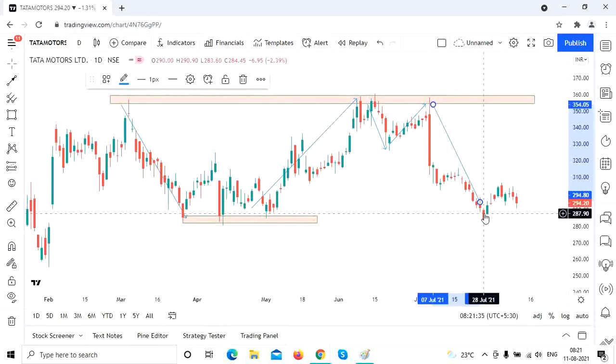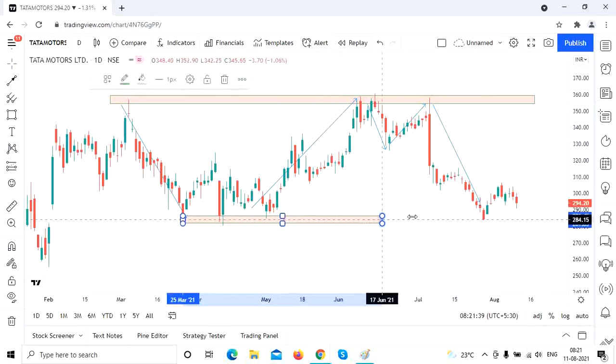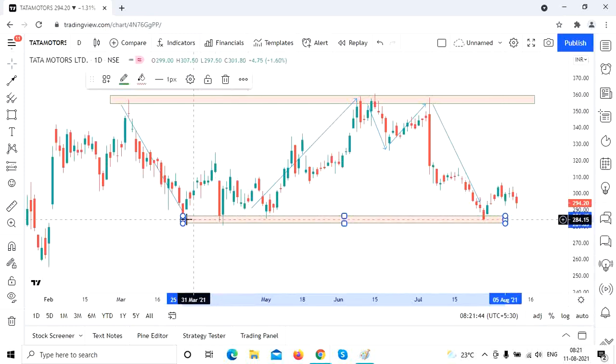Now this happened in July. Now where does the price come in? You see here, you identified a zone of support in the months of May and June, and the price comes back to that support level of 280 to 285, and you see the price bouncing from this level. You see this buying candle here, the price is bouncing.